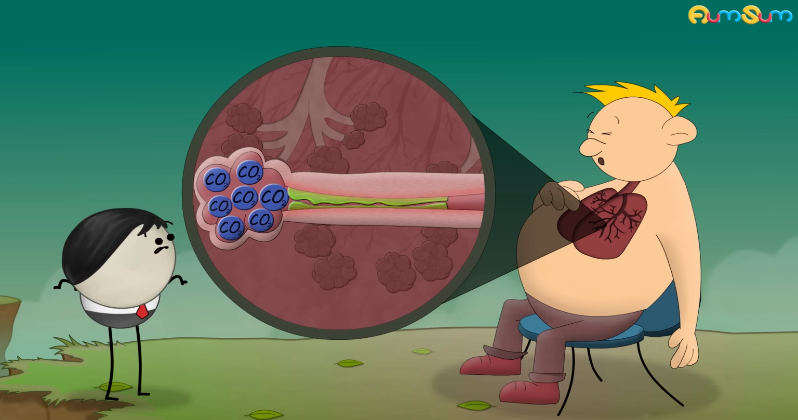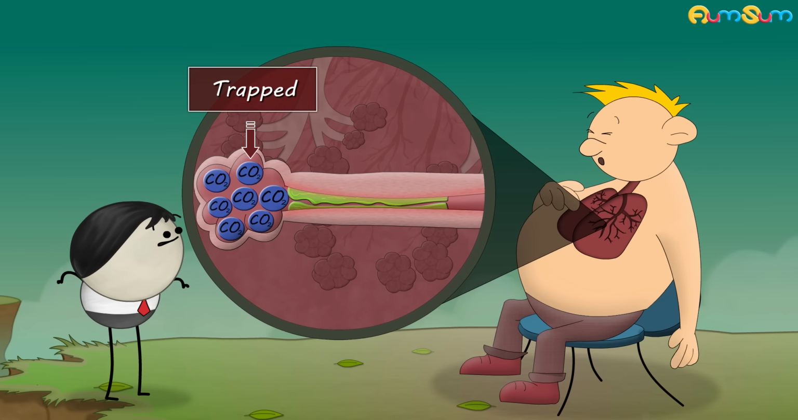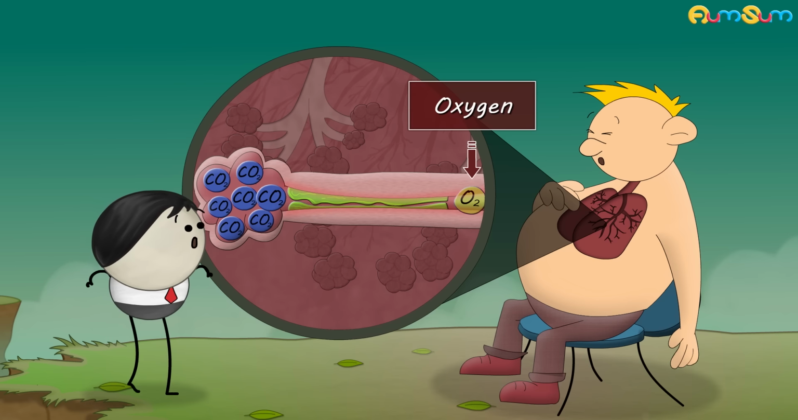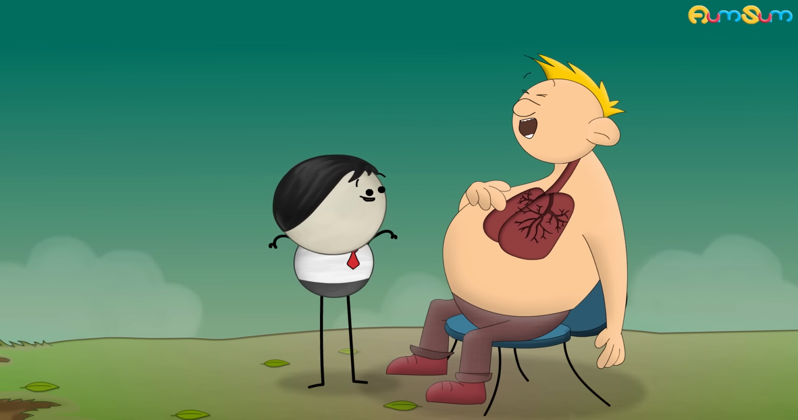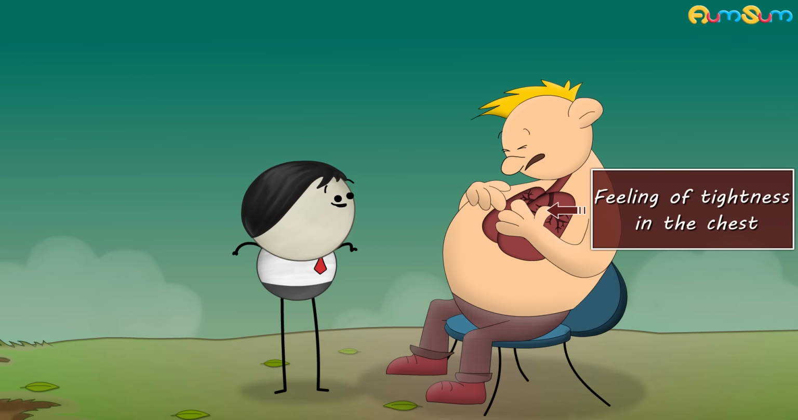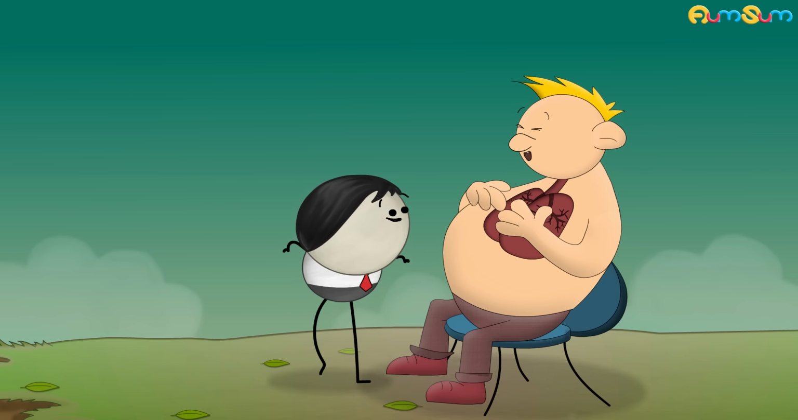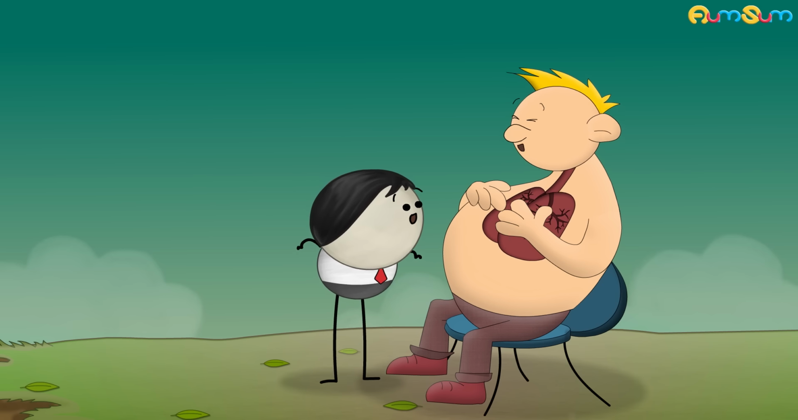Hence, carbon dioxide-rich air gets trapped in the person's body and he does not get sufficient supply of fresh oxygen. As a result, the person can have severe shortness of breath and a feeling of tightness in the chest. When an asthmatic person experiences such problems, he is said to have an asthma attack.